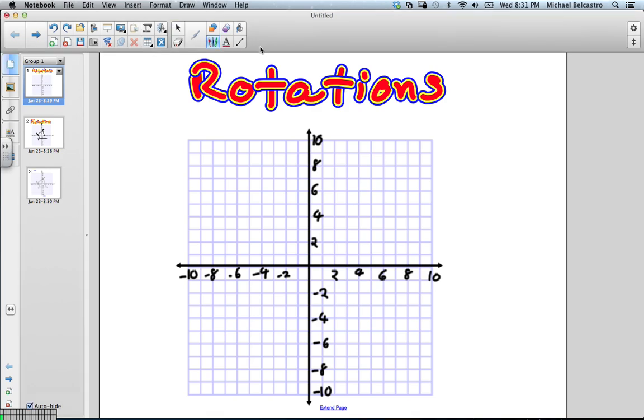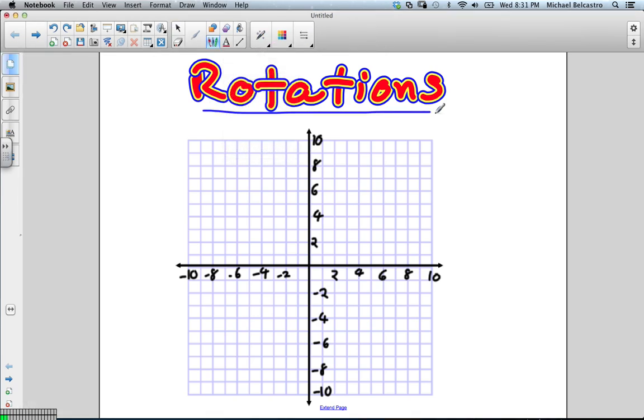Okay, so we're going to talk about rotations and rotating shapes. The first thing is we're actually going to section everything off, just like we just talked about. This first quadrant, I'm going to highlight it. We'll call this the yellow quadrant.